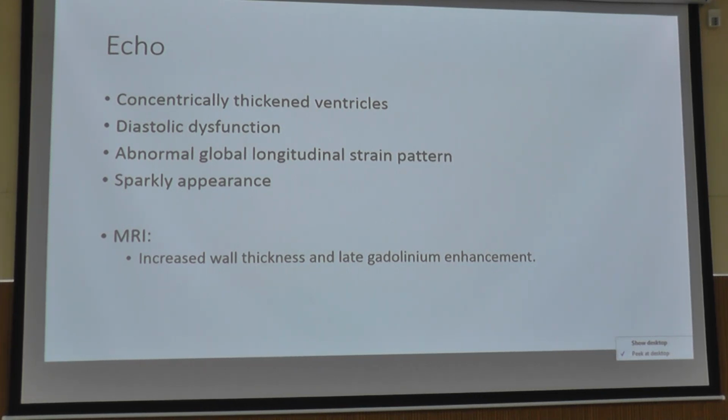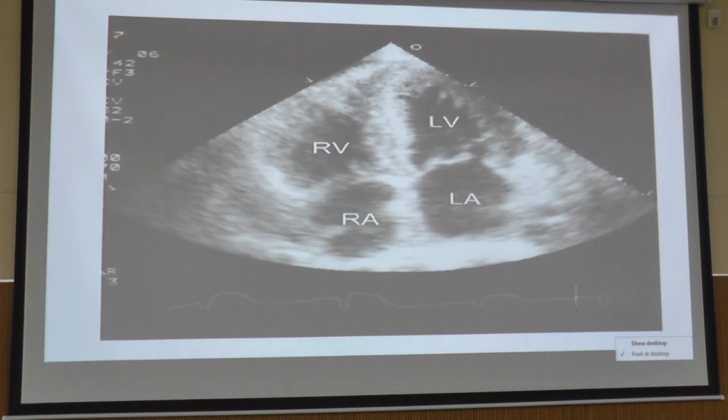There used to be a sparkling appearance on echo, but that was with the older machines. With current machines we are not able to pick up this sparkly appearance as such. If after all this you are still in confusion, you can do an MRI to find out about the wall thickness and then contrast enhancement. Commonly we give gadolinium, and you can see that sparkling here. Whenever they used to see this sparkling nature on echo, they would immediately think of ruling out amyloidosis.